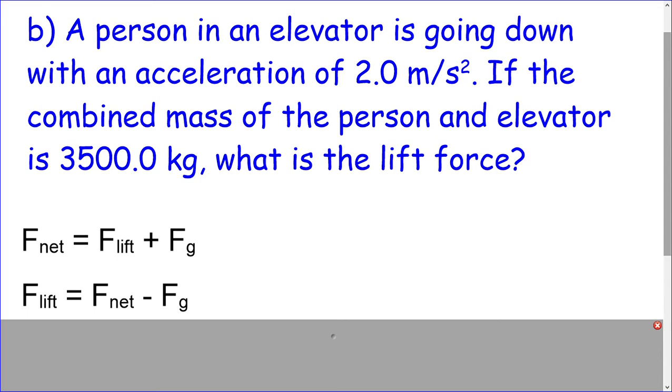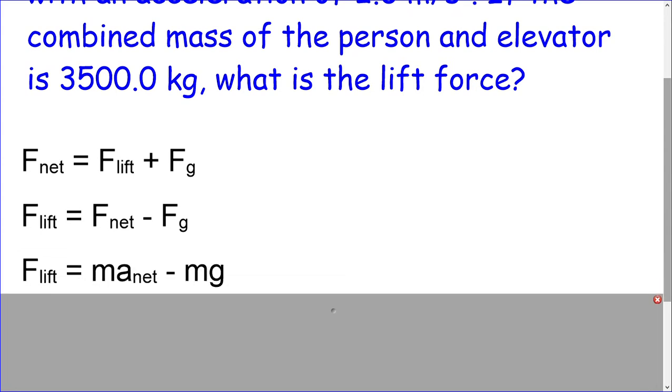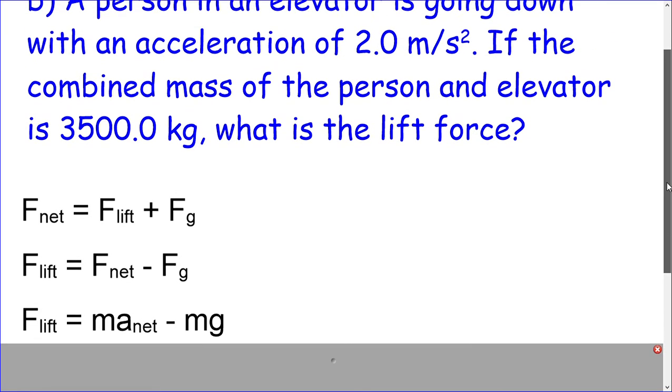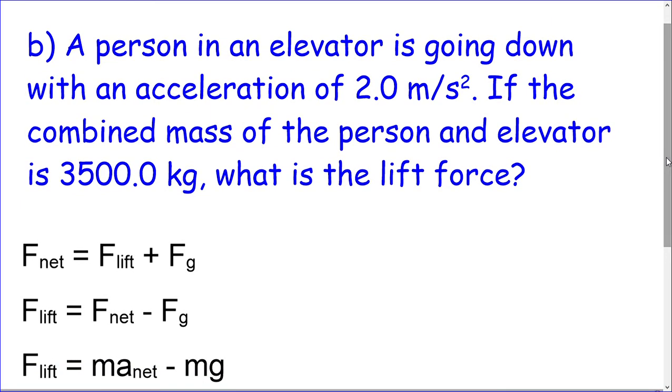Now, after that, I can start to expand my terms out. So I can say F lift is equal to the net acceleration minus the mass times the gravity. It's the same thing I did from the last problem. And then I can start to plug in my values. So person in an elevator going down with an acceleration of 2 meters per second squared. So here, I'll use a different color. Here's my net acceleration. Right, it's going down at 2 meters per second squared.